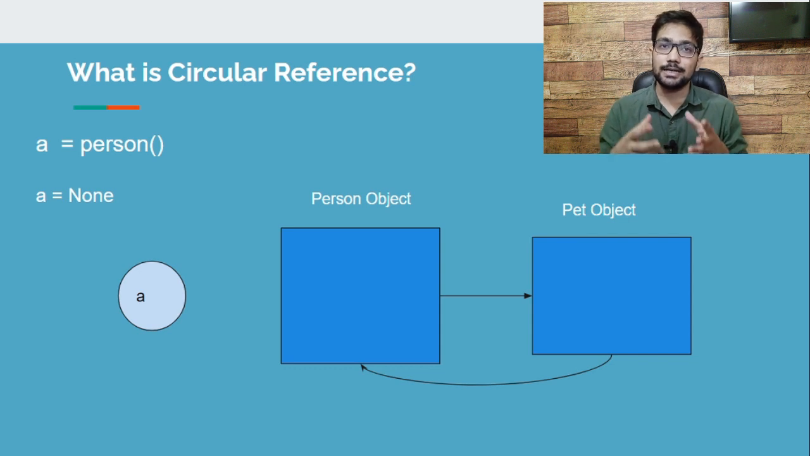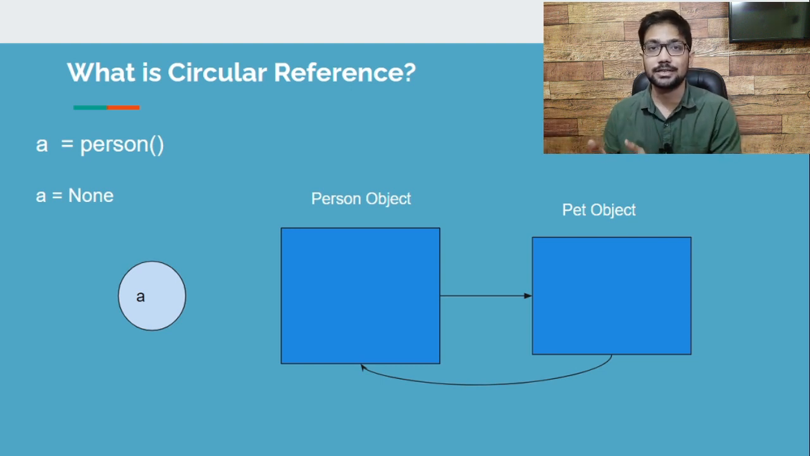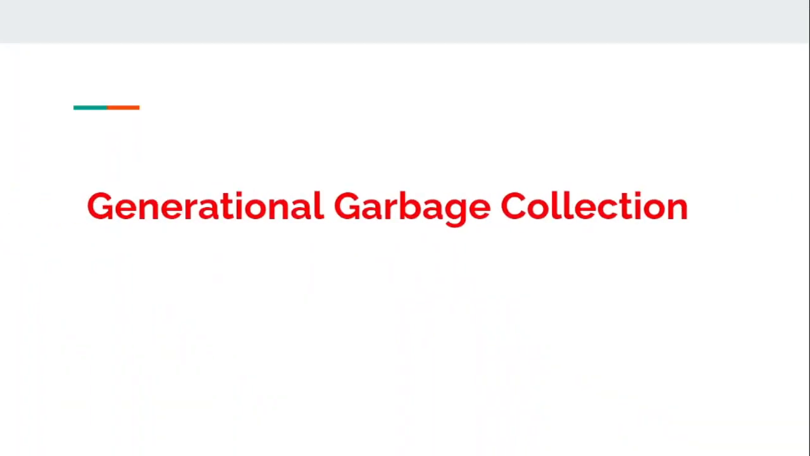It is a very sophisticated algorithm using which Python deals with these reference cycles. So in the next part, we are going to discuss generational garbage collection. So now let's talk about generational garbage collection.